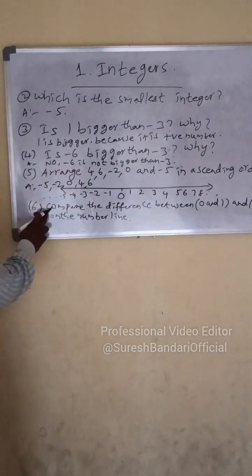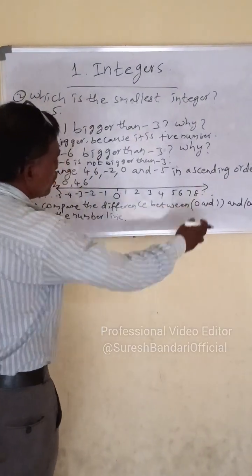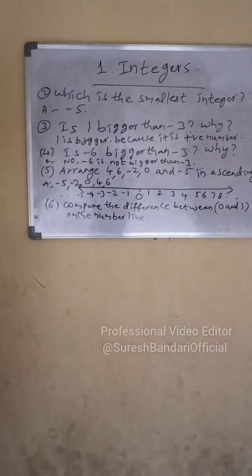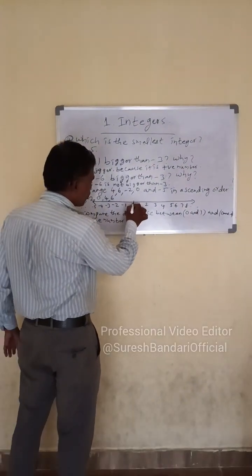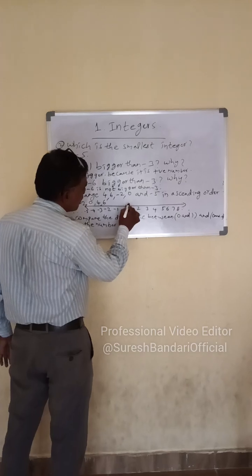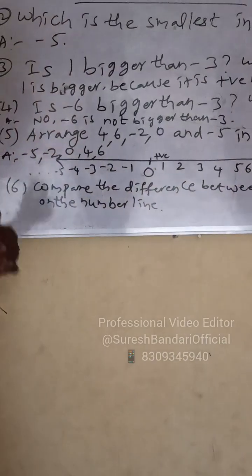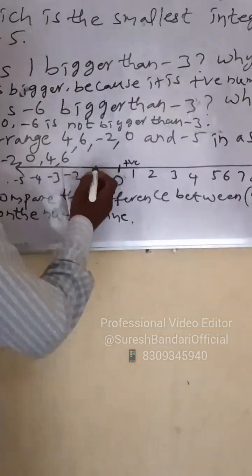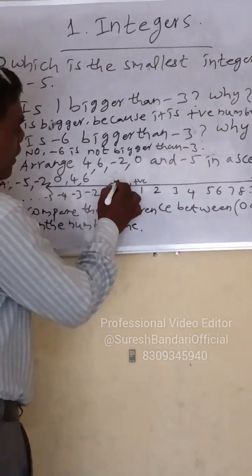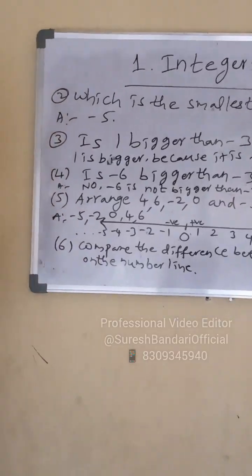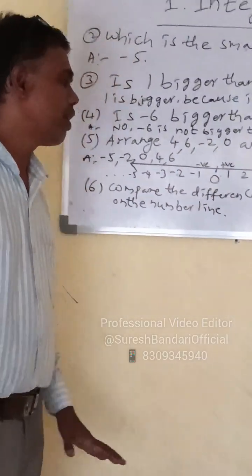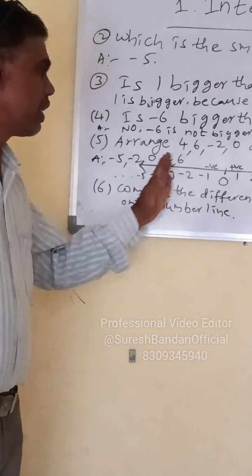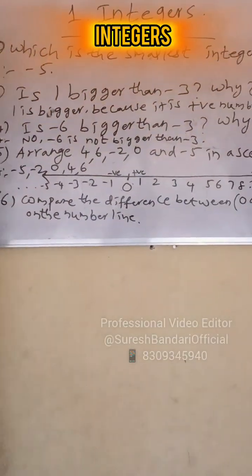Next, last question: compare the difference between 0 and 1, and 0 and minus 1 on the number line. On the number line, 0 to 1 means going from 0 to the right side, which gives positive values. 0 and minus 1 means going from 0 to the left side, which gives negative numbers. That is the main difference. From 0 to the right side, all positive numbers; from 0 to the left side, all negative numbers. This is the main difference. Okay, right.